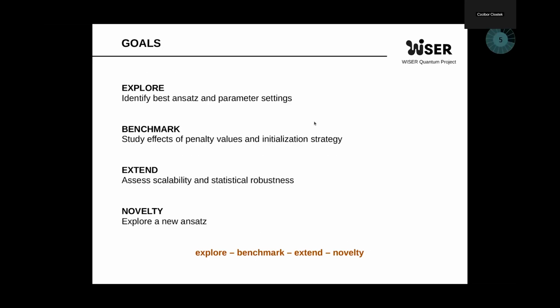Our project had 4 main goals. First, to explore the best ansatz and better parameter settings for fast, high-quality convergence. Second, to benchmark the impact of penalty values and initialization strategies. Third, to extend the study by testing scalability and statistical robustness. And finally, as a novelty, to investigate new ansatz design. So the structure is explore, benchmark, extend, novelty.